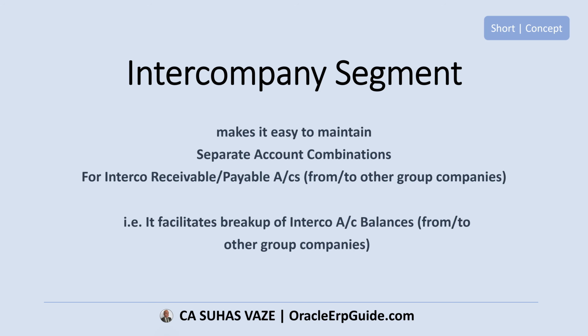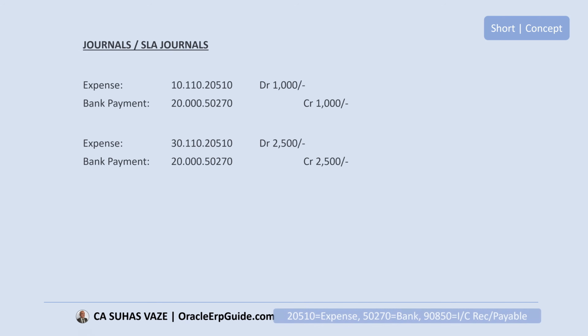Let us try to understand that with some examples. These are two journals. The first journal is payment of an expense. Company 20 is making payment of an expense that is to be borne by company 10. So company 20 is going to recover this expense from company 10. And in the second journal, company 20 is making payment of expense that relates to company 30. So company 20 is going to recover that amount from company 30.